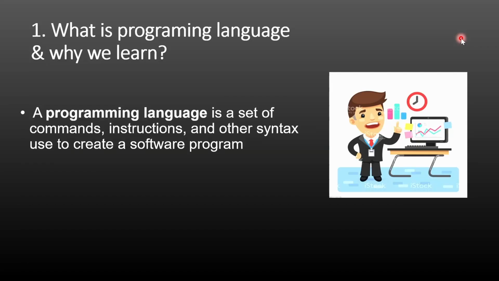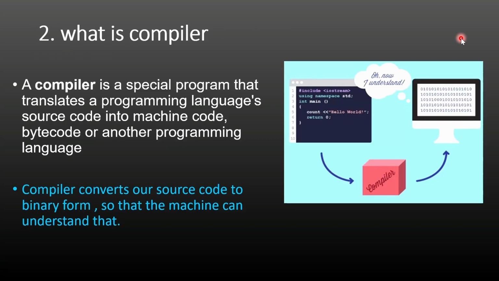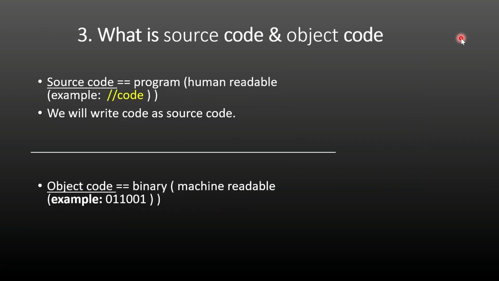Now we will see some proper definitions. Number 1, what is a programming language? A programming language is a set of commands, instructions and other syntax used to create a software program. Number 2, what is a compiler? A compiler is a special program that translates a programming language's source code into machine code, bytecode or another programming language.